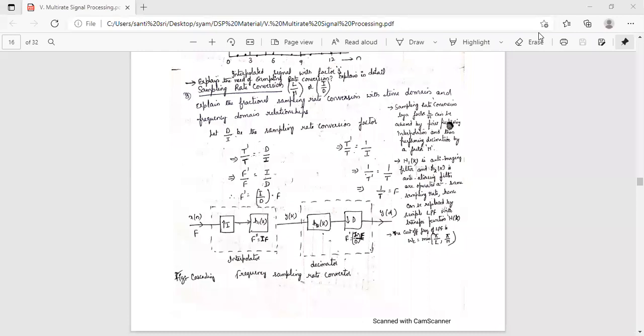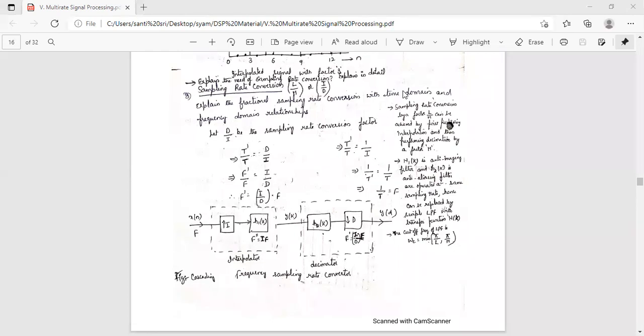Students, in the last classes we discussed the concepts of decimation and interpolation, and we have done some problems on them. Now we are going to discuss sampling rate conversion. Sampling rate conversion is represented as L by M or I by D.